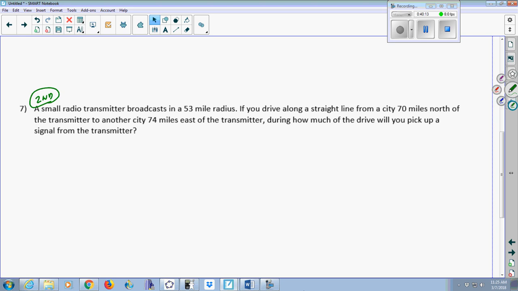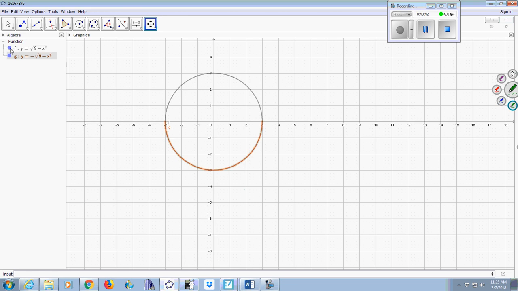It's always easier to imagine that this radio transmitter is right at the center of a circle, and it's got a broadcast radius of 53 miles, right? 53 miles in each direction. So the first thing I would do, I would definitely draw this picture on my paper, but if I'm home, I'm going to throw it right into some form. Let's use Desmos. I don't know how to do all that stuff I'm going to show you on Desmos.